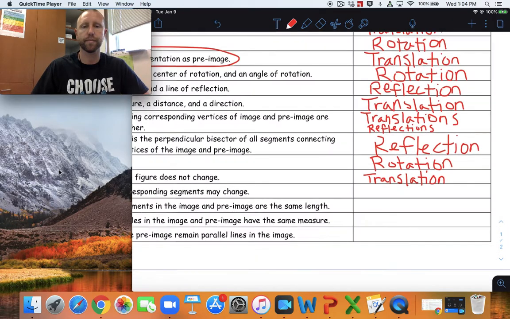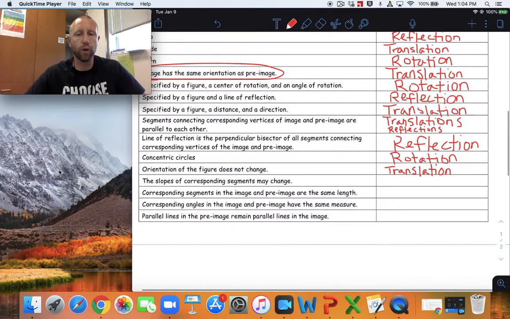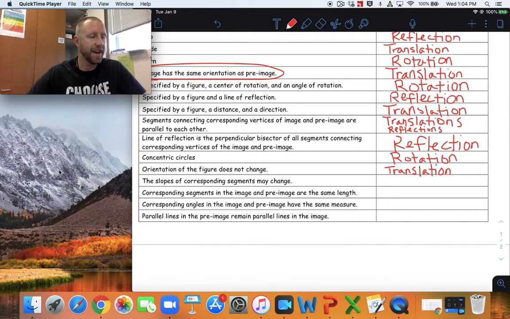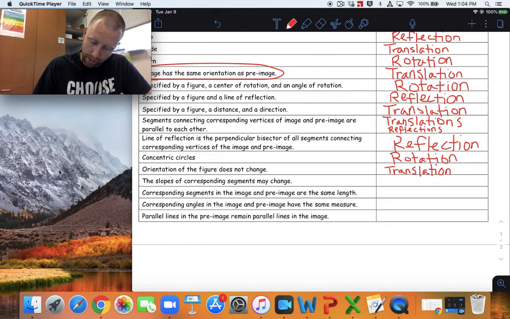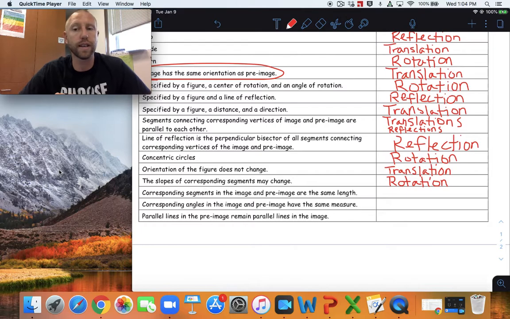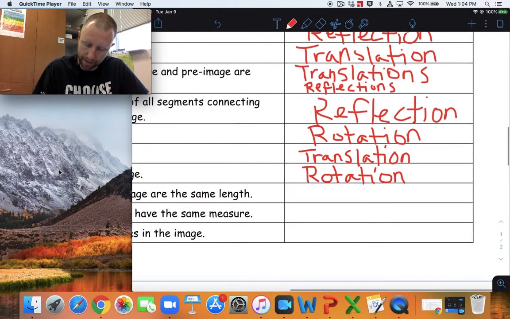The slopes of corresponding segments may change. That would be a rotation. It's not going to change with a translation where you slide it or with a reflection. Actually, no, it will change with a reflection. The slope would possibly go from a positive slope to a negative slope. So we're going to put both of those on there.